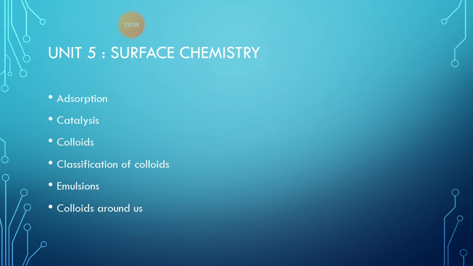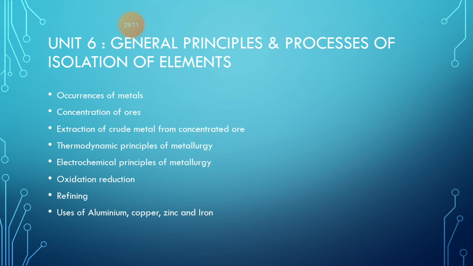So in the part first, the next topic is from inorganic chemistry: general principles and processes for the isolation of elements. We are going to learn how the elements are extracted from the ores or minerals. First, we are going to learn about the occurrence of metals. Here we are going to learn about ore and mineral, and what the main difference between mineral and ore is.